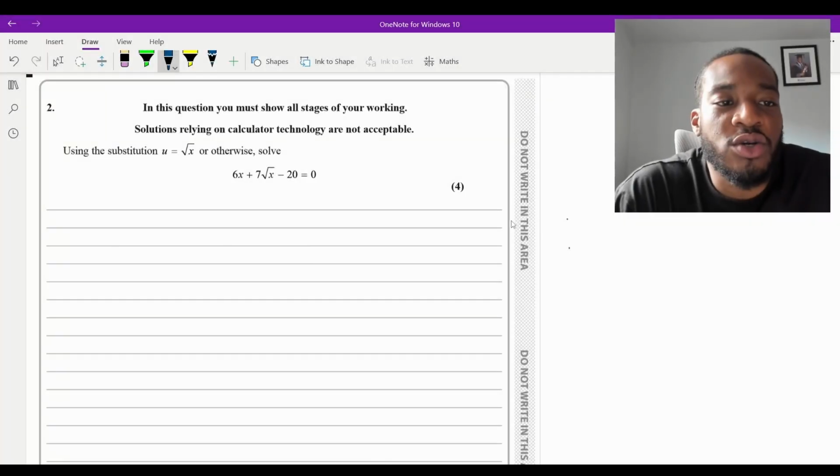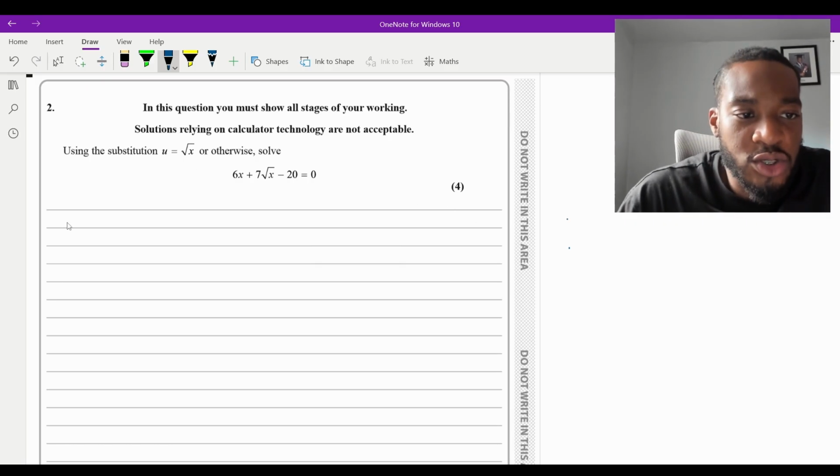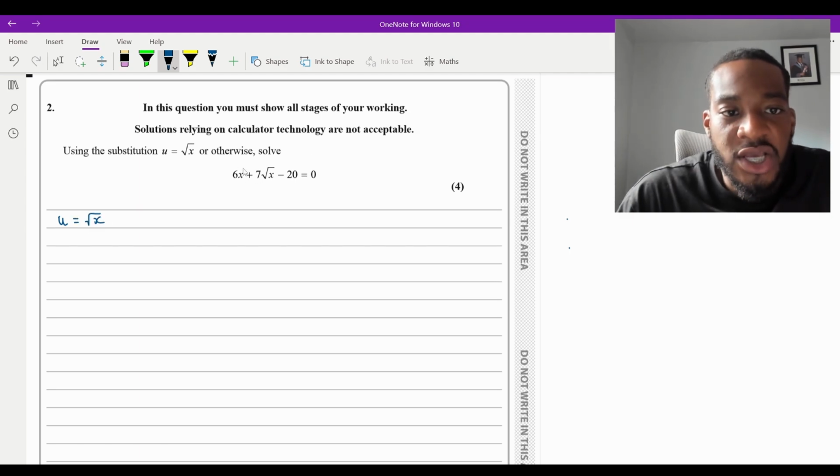Okay, so question 2 says, using the substitution u is equal to root x or otherwise, solve 6x plus 7 root x minus 20 is equal to 0 for 4 marks. Now, they've given us a substitution, so what I'm going to do is attempt to get everything from x in terms of u. So I know that u is equal to root x, and I can see a root x here. I just need an x now.